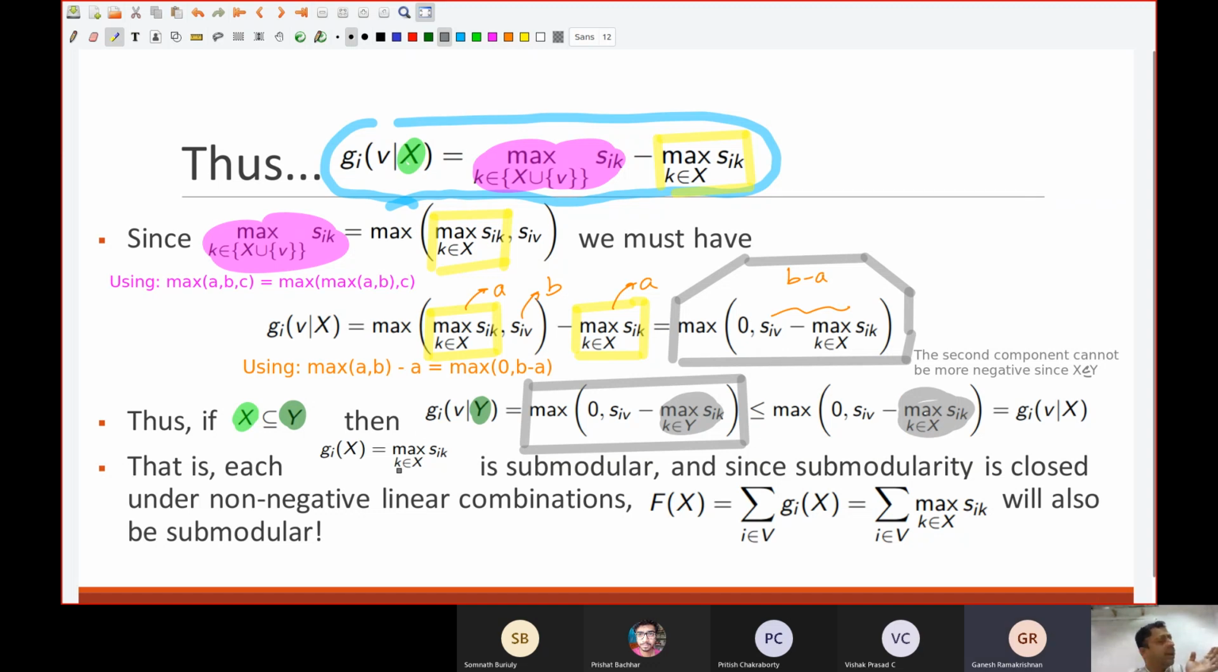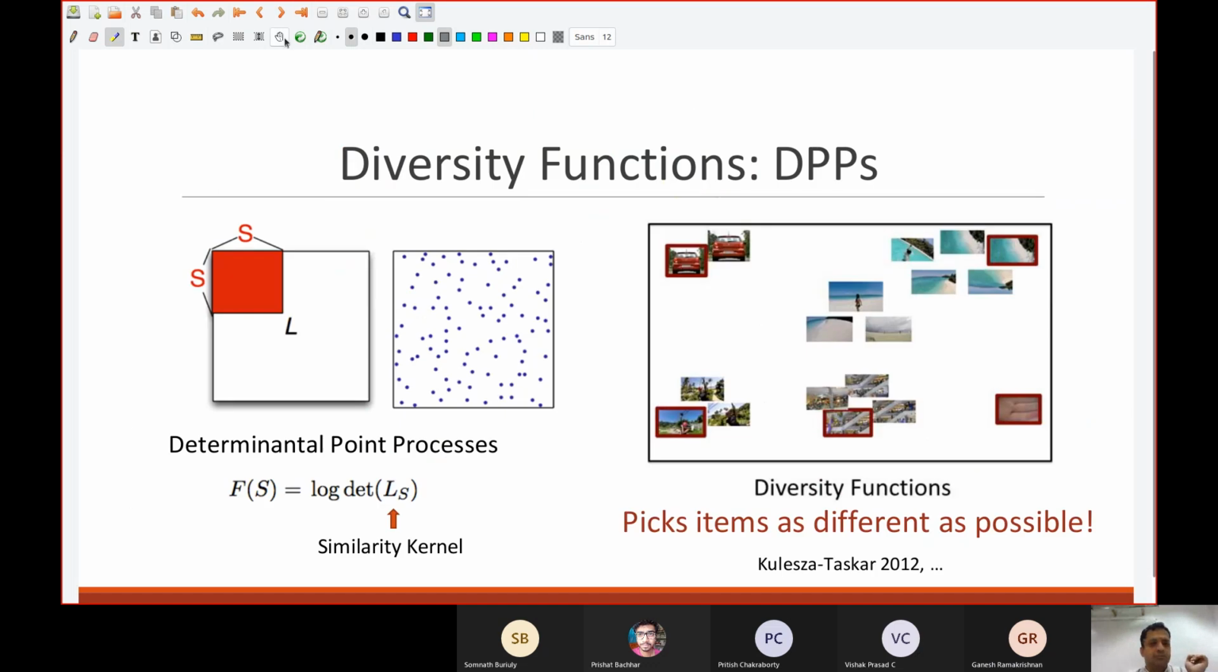Okay, so basically GIX is submodular, showing this diminishing returns, and submodularity is closed under non-negative linear combination. The sum will also be submodular. Got a flavor of how we can prove. We'll do one more proof, entropy, but we'll give hints for the others, just give intuitions. Okay, if there are no questions, we'll move to the next set, diversity functions.